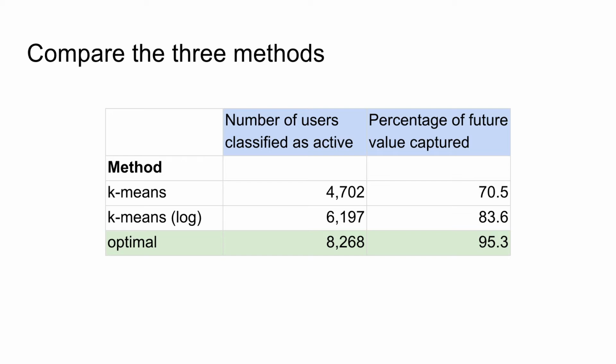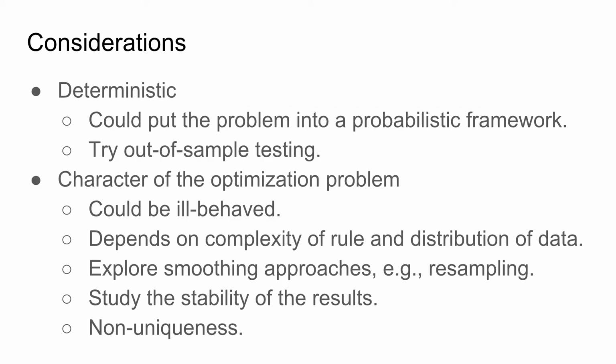So there are some caveats to this. One, we did this in a totally deterministic way. You could think of trying to put this into some kind of probabilistic framework, but we were happy with a pretty simple solution. We did some out-of-sample testing, so we defined rules on sets of the data and checked if it was stable, did it give us the same results looking into the future.